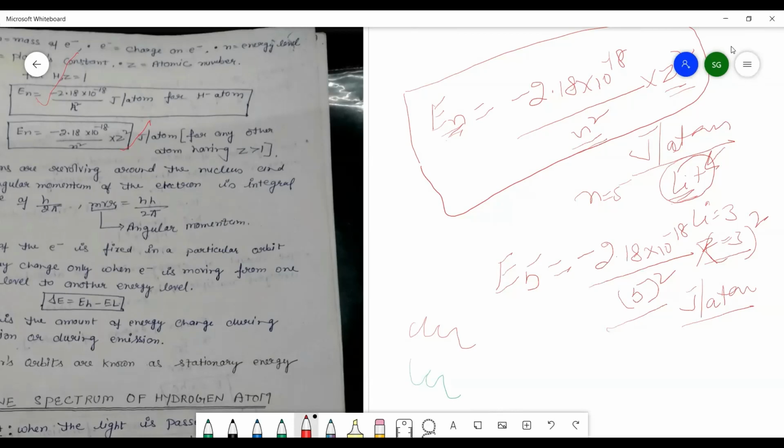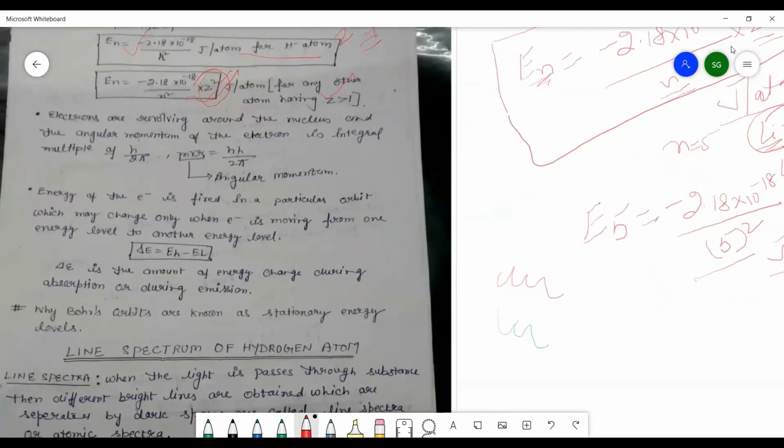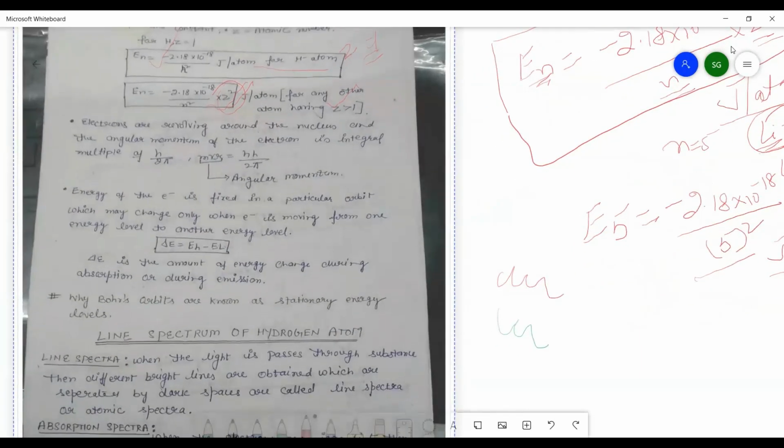If Z is equal to 1, that is for the hydrogen atom, we can drop this factor, and for the hydrogen atom we get this kind of formula. If Z is greater than 1, we apply the full formula, because Z is not equal to 1 for atoms other than hydrogen.